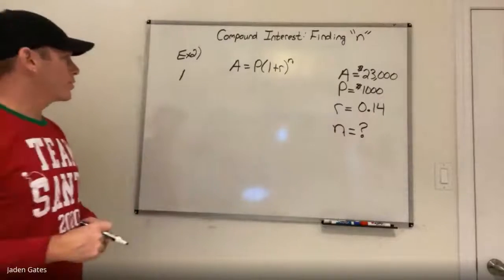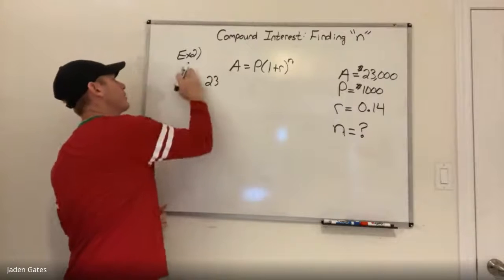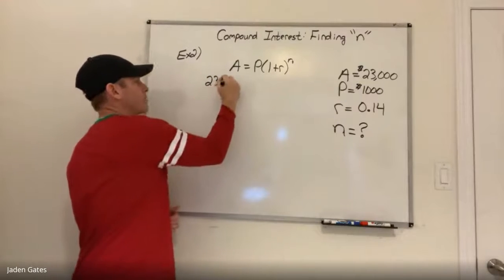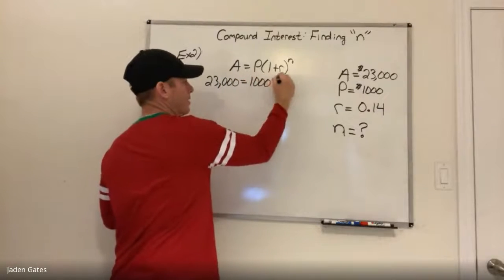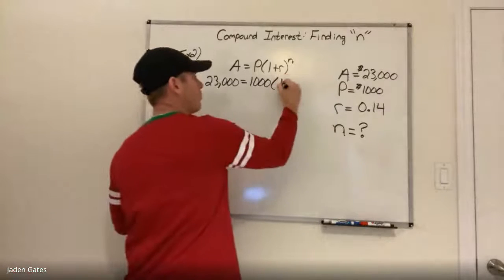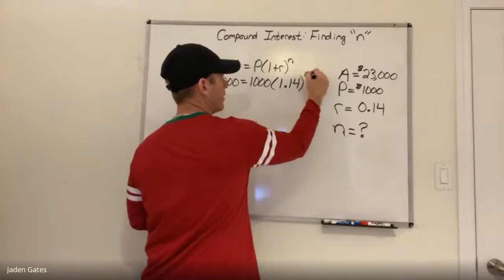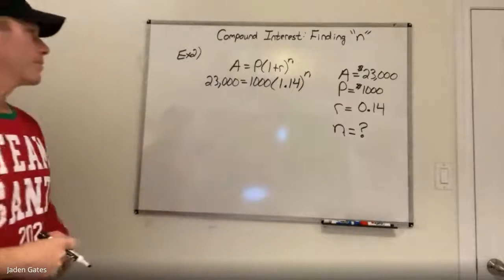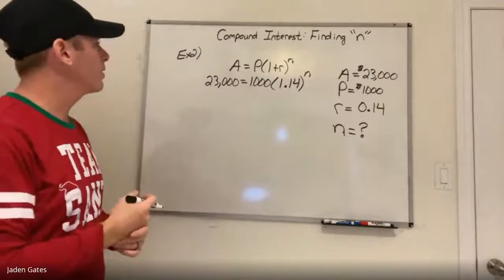All right, so now I'm going to substitute in my values here. So I have 23,000 as my accumulated amount. My principal is 1,000. I got 1 plus my interest rate in brackets, so I'm going to have 1.14. And again, to the power of n. All right, so here we go. Again, this is an exponential equation. Same thing, just looks a different way.